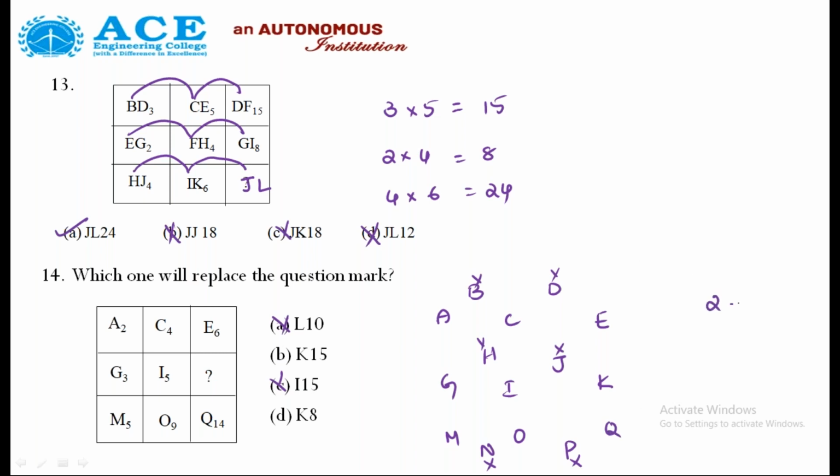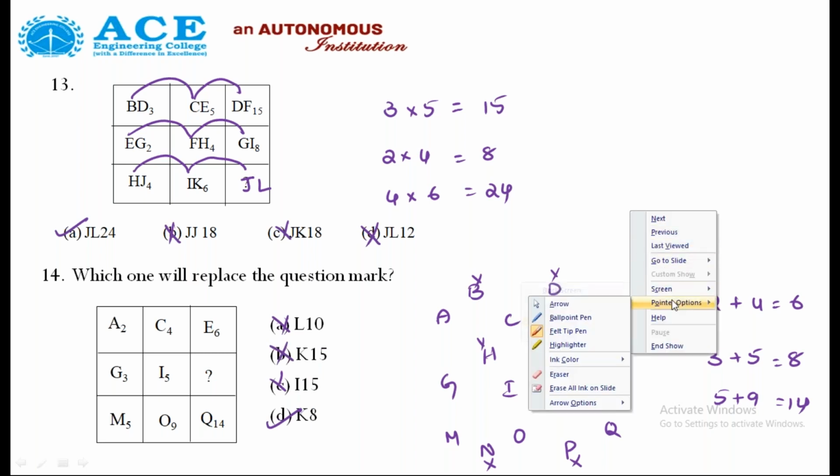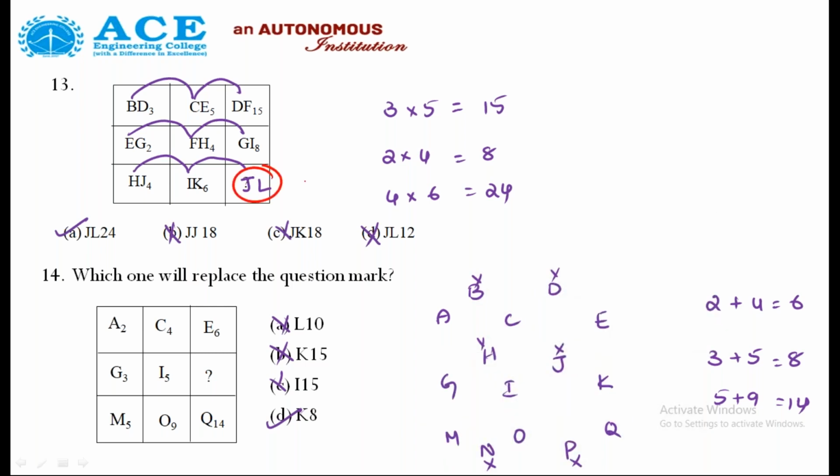Fine. What about the numbers? C is 2 plus 4, 6. 3 plus 5 is 8. 5 plus 9 is 14, my dear friends. So we should get K8 actually. See, what we have to find is nothing but K and 8. Here K, and this is the value for that. K8 we have to get. Got it? Excellent.